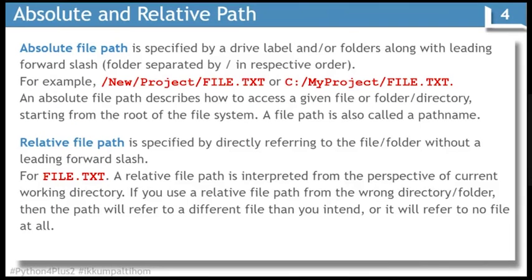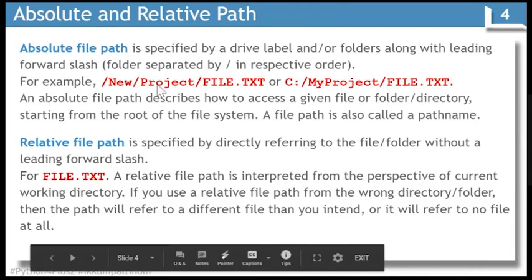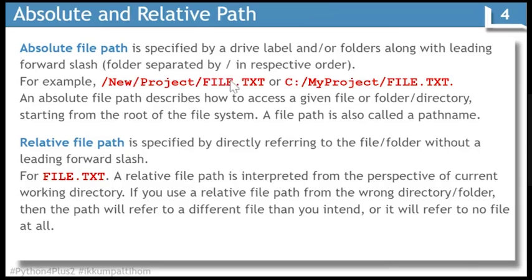Now, as far as absolute file path is concerned, it is nothing but the complete address of the location of the file. For example, you can see there is a new folder. Under new folder, you have project folder. Under project folder, there is a file called file.txt. You may or may not have the drive letter. Like in this case, we are specifying the drive letter also. So you have c:/myproject/file.txt. So as and when you are specifying the full path along with the file name, it is known as absolute file path.